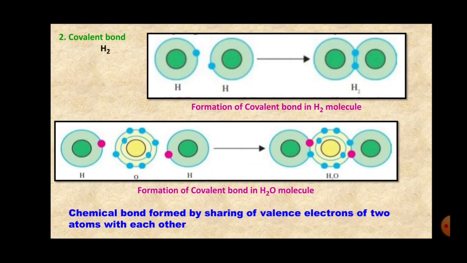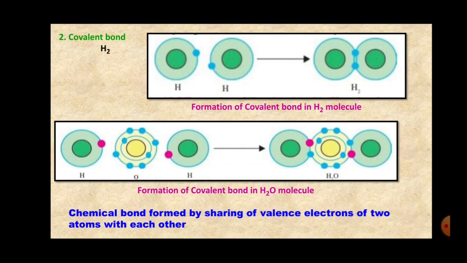And then the outermost orbit of the oxygen becomes 8: 6 of its own, 1 from the first hydrogen atom, 1 from the second hydrogen atom, and the octet is completed. Similarly, hydrogen also shares 1 electron from the oxygen's outermost orbit and completes its duplet. Similarly, the other hydrogen atom also takes 1 electron in the center and completes its duplet, and thus forms 1 molecule of water, or H2O. And this is how the covalent bond is formed.